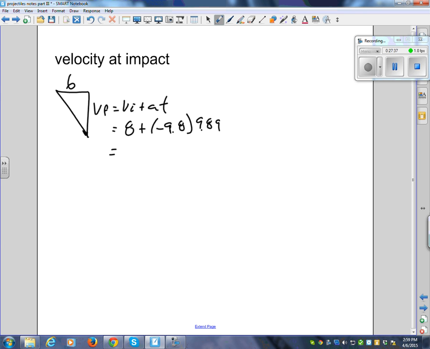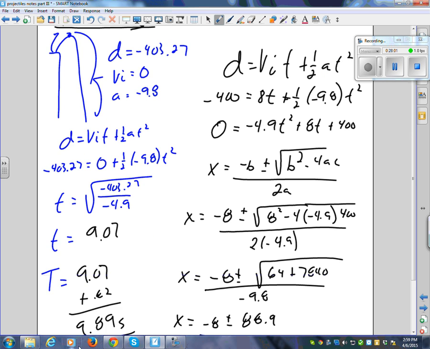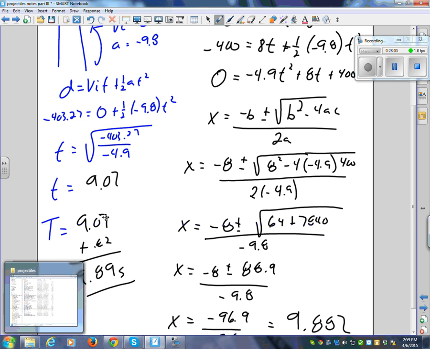I get minus 775. Is that the right time to use those? Very good question. Excellent question, Jason. You don't think it is? He's concerned we're using the 9.89 seconds. He's thinking we should only use the 9.07, the falling, right?